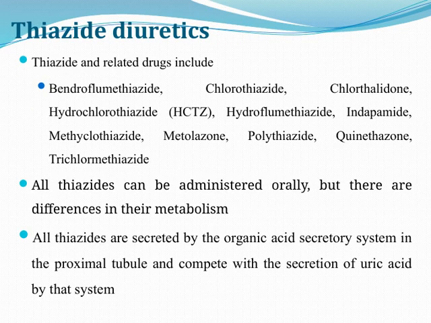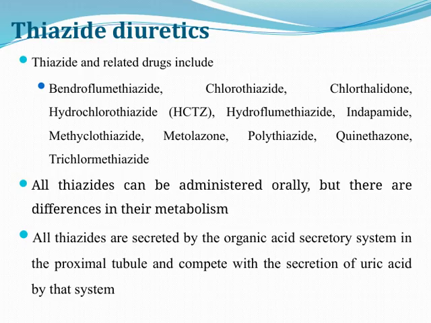Now, let's take a closer look at thiazide diuretics. These drugs, including bendroflumethiazide, chlorothiazide, chlorthalidone, and hydrochlorothiazide, among others, are commonly used in clinical practice. They are part of a broader class that share similar mechanisms, but there are some important differences to note. All of these thiazides can be taken orally, which makes them convenient for long-term management. However, their metabolism can vary, so understanding these differences can help us optimize their use for individual patients.